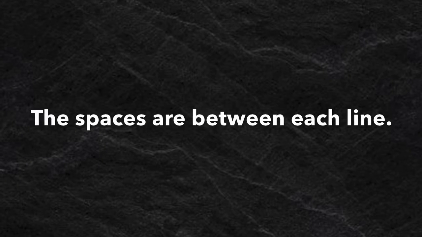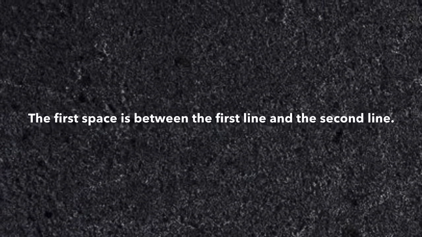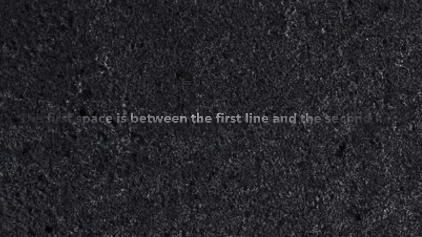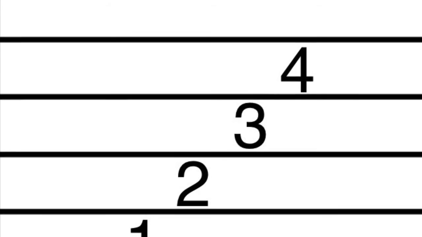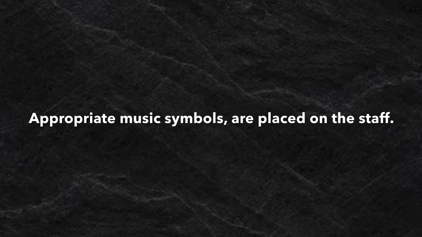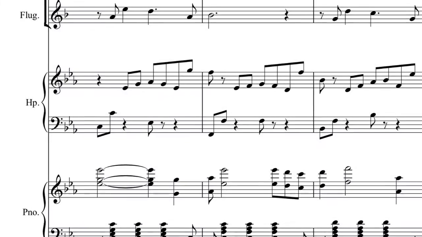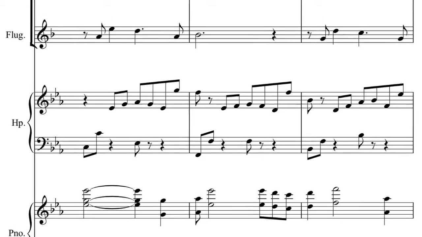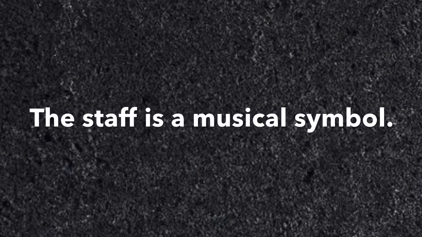The spaces are between each line. The first space is between the first line and the 2nd line. Appropriate music symbols are placed on the staff. The staff is a musical symbol.